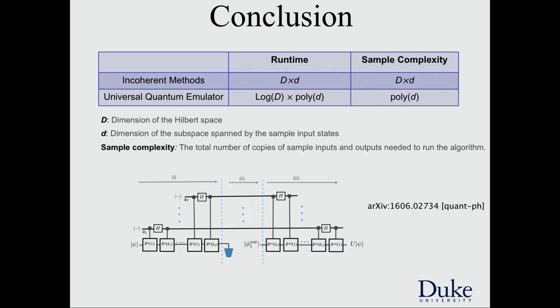Good. My time is over, so let me just summarize. We saw that using this algorithm, the universal quantum emulator, you can achieve emulation with runtime that scales like log D, where capital D is the dimension of the Hilbert space, times poly d, where lowercase d is the dimension of this relevant subspace, and sample complexity is independent of the dimension of the Hilbert space. Thank you for your attention.